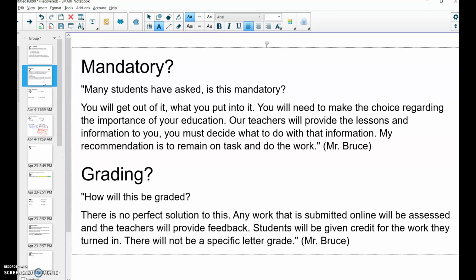So, mandatory, this is Mr. Bruce's response, all of these quotes underneath of it. He said, you're going to get out of it what you put in. You will need to make the choice regarding the importance of your education. Our teachers will provide the lessons and information to you. You must decide what to do with that information. My recommendation is to remain on task and do the work. So you have this opportunity for the next few weeks to really just focus in on the education and the learning of this. So take advantage of that.